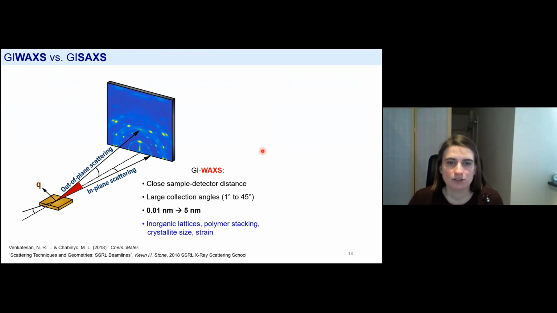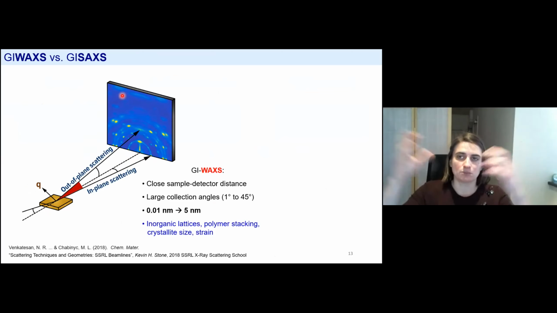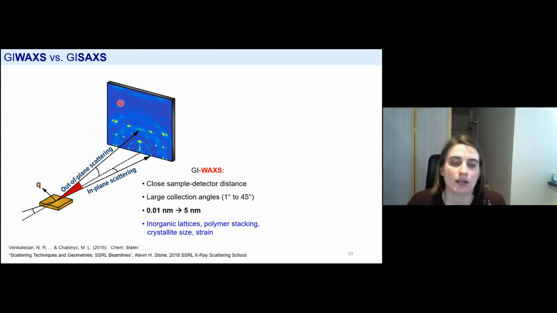So now what is GIWAXS versus GISAXS? So grazing incidence wide angle X-ray scattering has a closer sample to detector distance, which allows us to probe large angles. So large in reciprocal space translates to small in real space. And so small being small angstrom, right, to small nanometer, which gives us information about things like inorganic lattices, polymer stacking, crystallite size, and also strain.